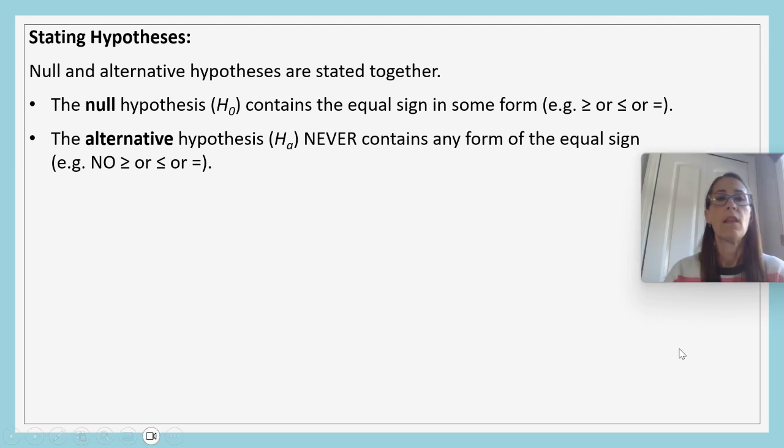The null and alternative hypotheses are stated together. The null hypothesis, H naught, contains the equal sign in some form. So either greater than or equal to, less than or equal to, or just equal to. And the alternative hypothesis, H sub A, never contains any form of the equal sign. So, here it says example, no greater than or equal to, less than or equal to, or equal to. What you're going to see is the alternative hypothesis is less than, greater than, or not equal to.